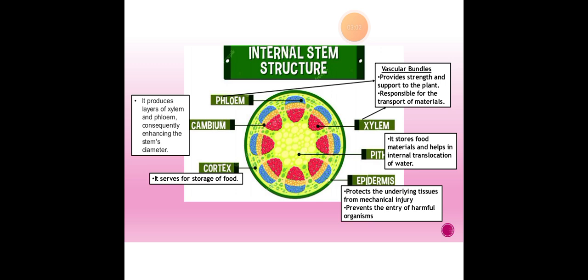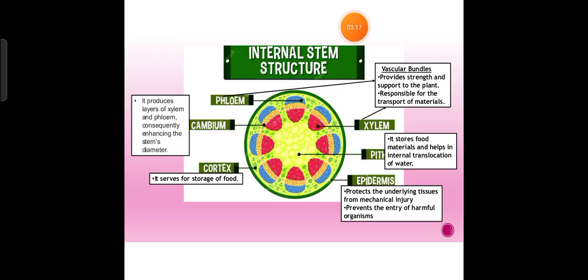Then we have the pith. In the middle you can see these dots. The pith stores food materials and helps in the internal translocation of water. So basically the pith performs two functions. It stores food materials, like the cortex, and it helps in the internal translocation of water. We're not talking about the external part, we're talking about the internal part.